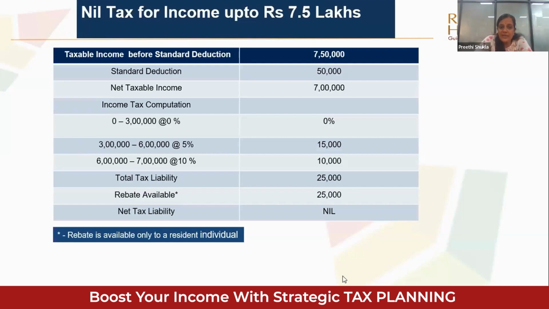How does this work? Very simple calculation. So this is how it is. Taxable income before standard deduction, assuming you earn 7.5 lakhs. After standard deduction, it comes to about 7 lakhs. So if you compute the tax for a 7 lakh income, it comes to about 25,000. Under the new tax regime, for up to 7 lakhs of net taxable income, you get a rebate of 25,000. So your tax liability is zero.